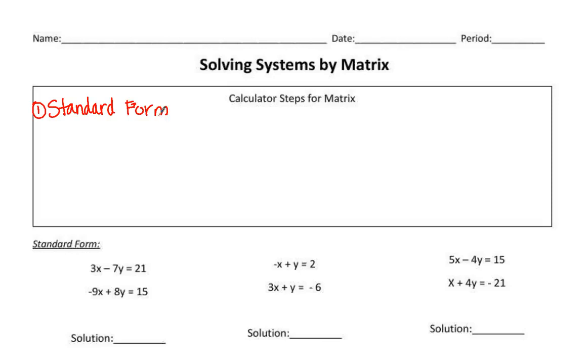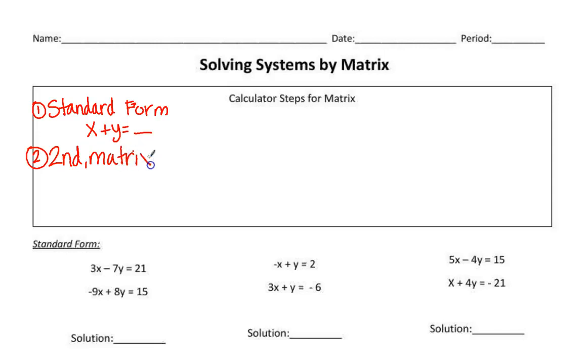What I mean by standard form is it has to be like x plus y equals something. Like 2x, or it could be minus y, doesn't matter. 2x plus y equals 7. As long as the x is first, then the y equals a number, we're good. It is in standard form. If it's not in standard form, you got to put it into standard form. Okay?